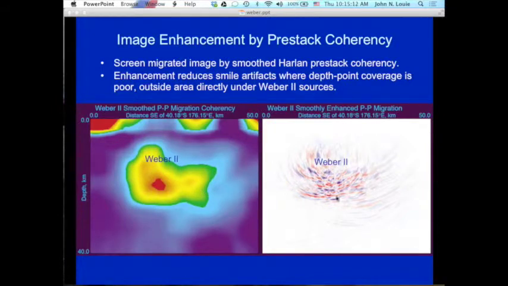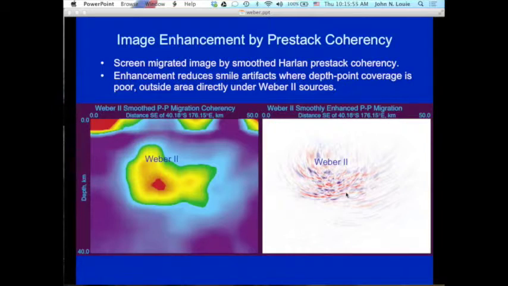Okay, so here is the migration enhanced by the coherency, and there's still lots of artifacts here because the coverage is so poor. The Lumley operator anti-aliasing is applied, but we're starting to see some structure. Okay, this is 20 kilometers depth in here. We should see some westward dips. There's kind of a step in the structure. You know, the slab interface is out here. It's out here, but it's a little bit lower. Okay, so we're starting to see some interesting things.